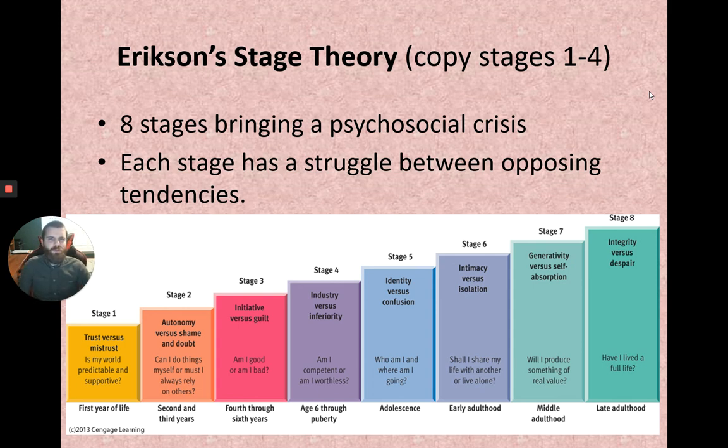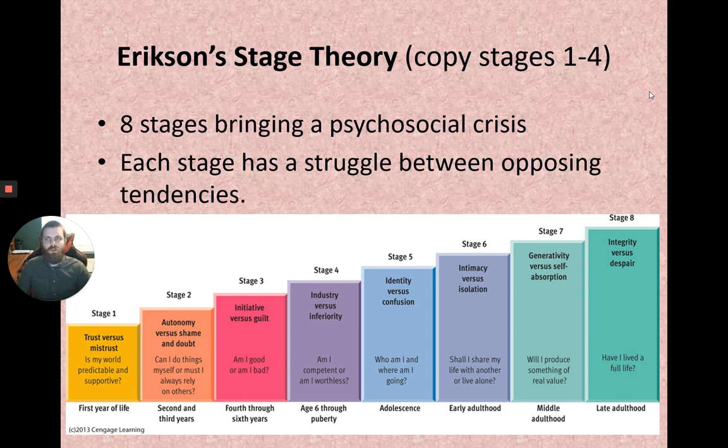Shame and doubt would be if you were doing toilet training and a kid makes a mistake. Maybe they accidentally poop in their diaper or they urinate, and then they're made to feel ashamed of that for not recognizing that you were supposed to tell me or you were supposed to go to the bathroom. So that is then the shame and doubt aspect of it.